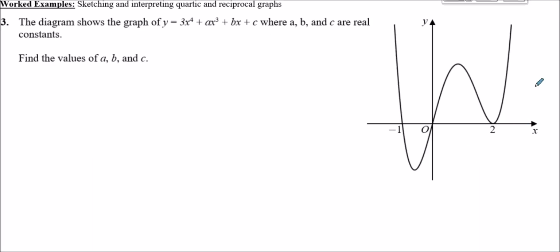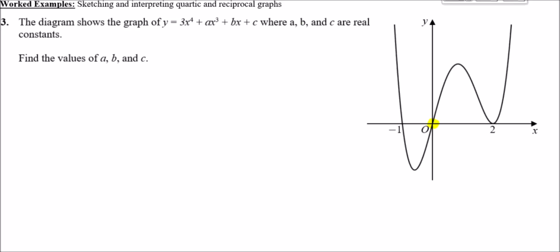Question 3 actually has another couple of ways of doing it. So there's more than one method for this one, but one method I'm going to use now is to use the idea of substitution and simultaneous equations. So we've got this diagram here, and we're told that the function has this particular form, where we need to find a, b and c.